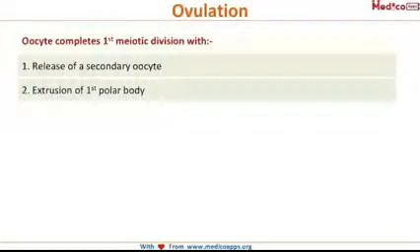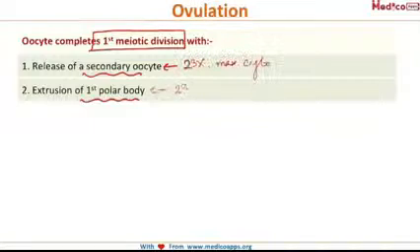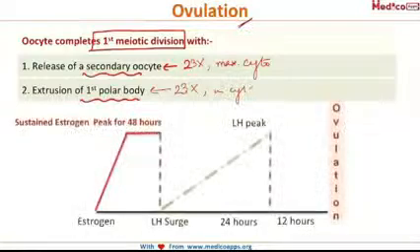The basic thing occurring in ovulation is that the first meiotic division is completed so that a secondary oocyte and a first polar body are released. The secondary oocyte contains the haploid number of chromosomes along with the maximum amount of cytoplasm, whereas the first polar body contains the haploid number of chromosomes along with minimal cytoplasm. Now, for this ovulation to occur, let's see the hormonal interactions.